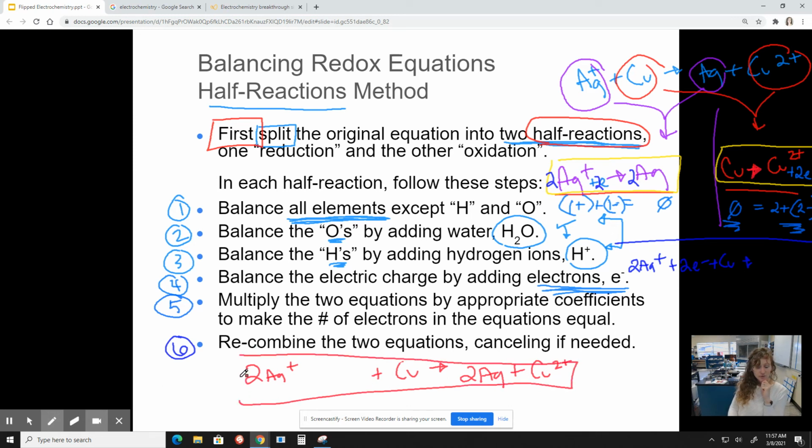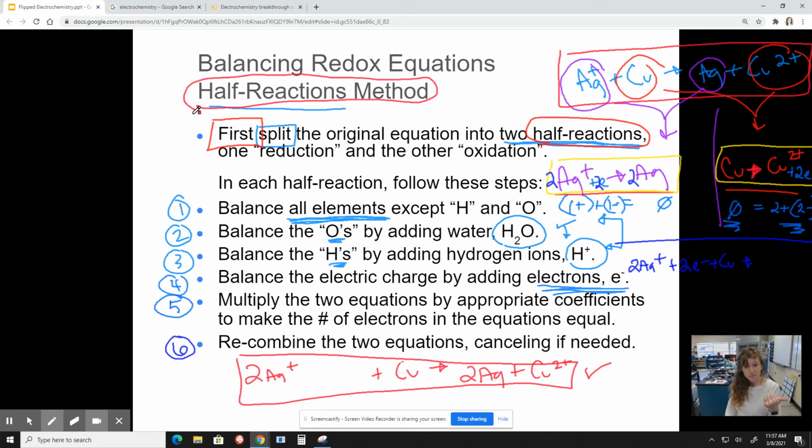Now notice if we were just balancing atoms up here, we never would have doubled the silver, right? It looks balanced. I have a silver, that looks balanced, a copper, that looks balanced. Unless we go through these steps, we never realize that my electrons are not balanced. So that's the purpose of the half reaction method, is to make sure not only are the atoms balanced, but the electrons are balanced as well.